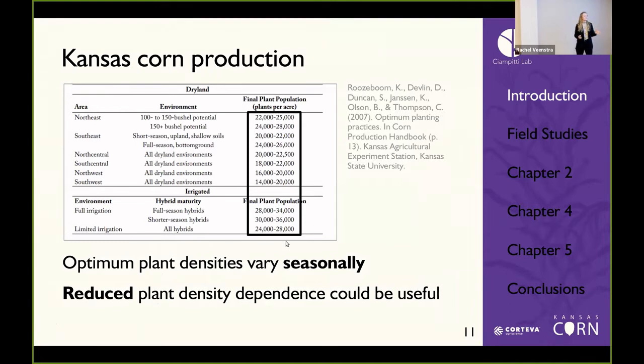And it varies seasonally. So you'll note here, we have some ranges in suggested plant densities from a publication from K-State. It ranges a lot based on the region of the state you're in, but then also within a region like the Southwest, for example, we see that there's a pretty big range in this recommendation as well. So if we could reduce the dependence of these corn plants on the plant density in environments like this, that could be a useful trait for us for managing this corn.